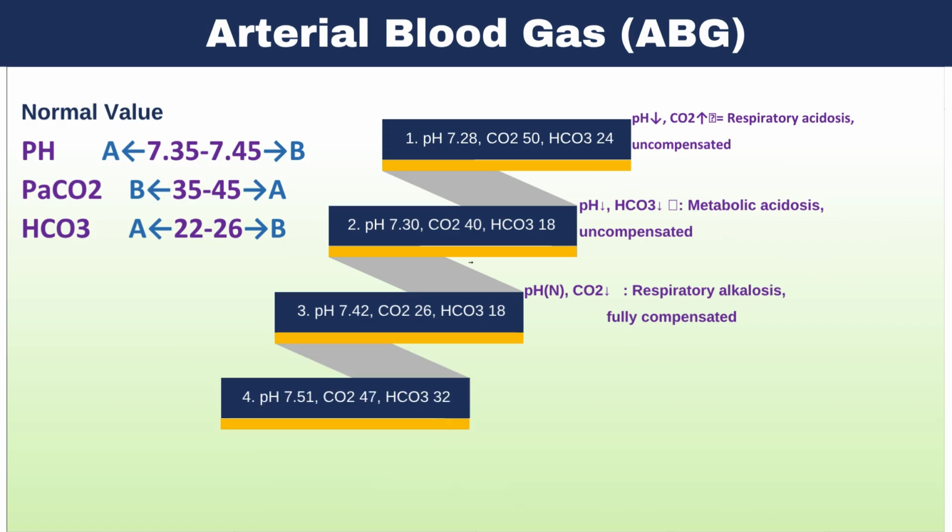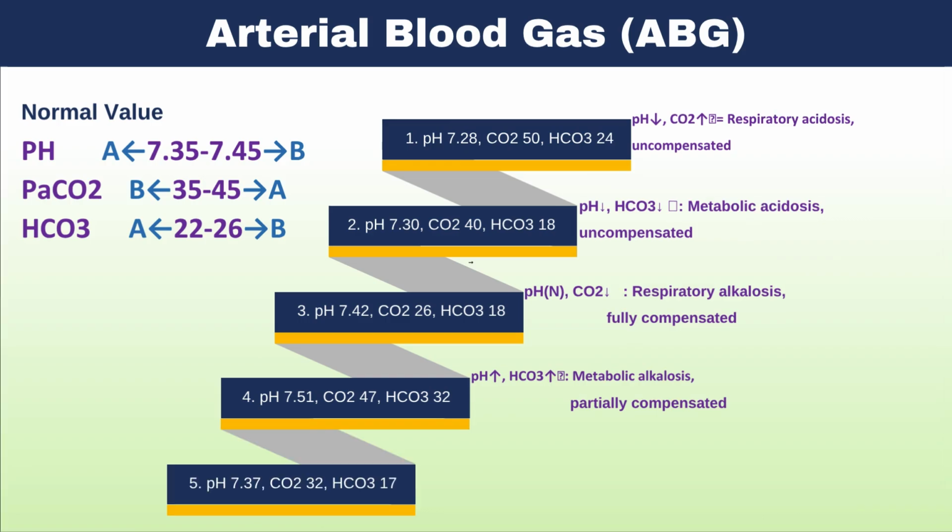The fourth problem, pH is 7.51. Carbon dioxide is 47, bicarbonate is 32. This is a metabolic problem and the pH is abnormal, that is alkalotic. The respiratory system is abnormal and on the acidotic side. So it is trying to compensate. However, it is only partially compensating at this time because the pH level is still abnormal. If the pH level was normal, there would be a full compensation. To call it a full compensation, the pH should be in normal level.